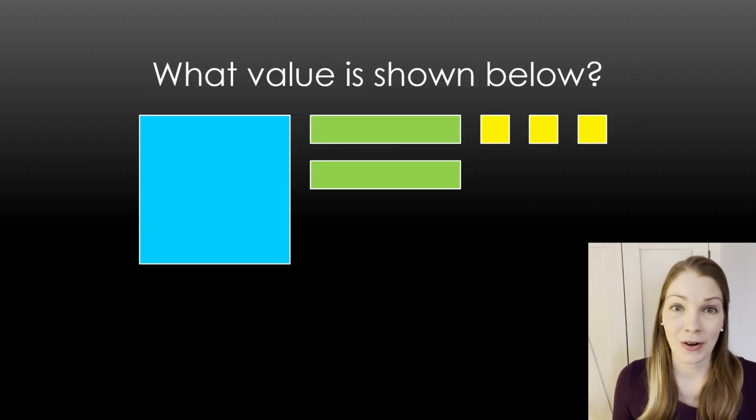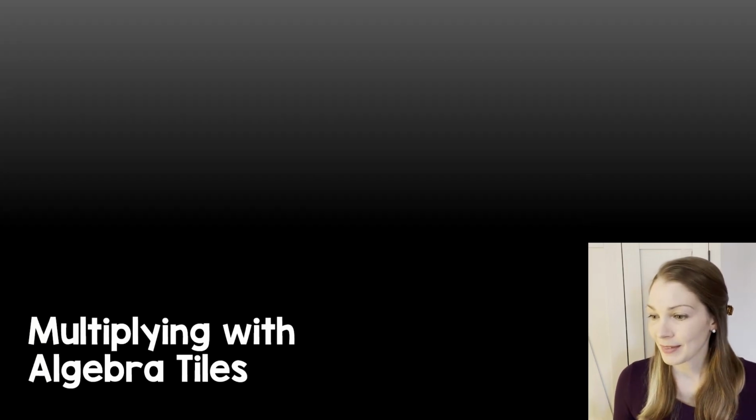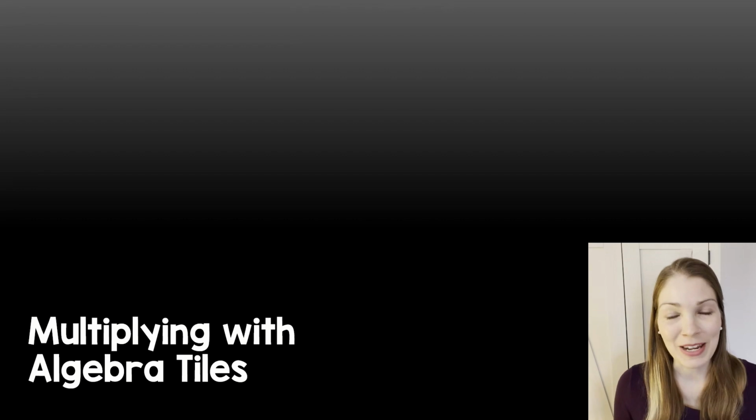And then here, using all three types of tiles, we have a value of x squared plus 2x plus 3. Okay, so let's get into multiplying. Now that we know what these tiles represent, let's see if we can multiply with them.